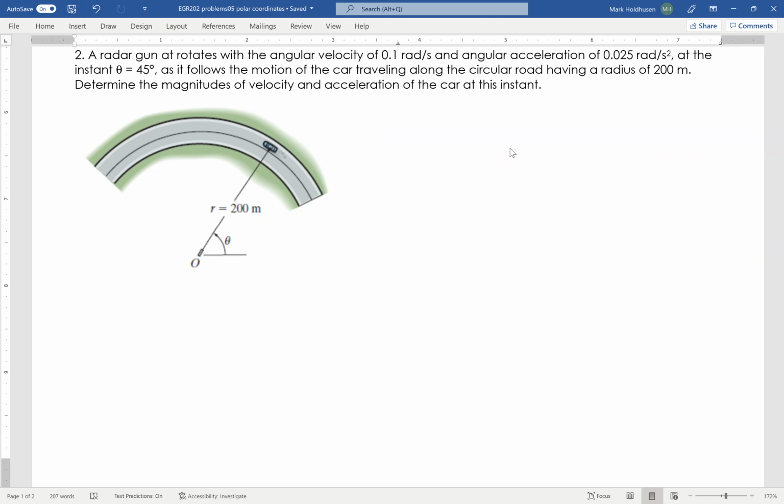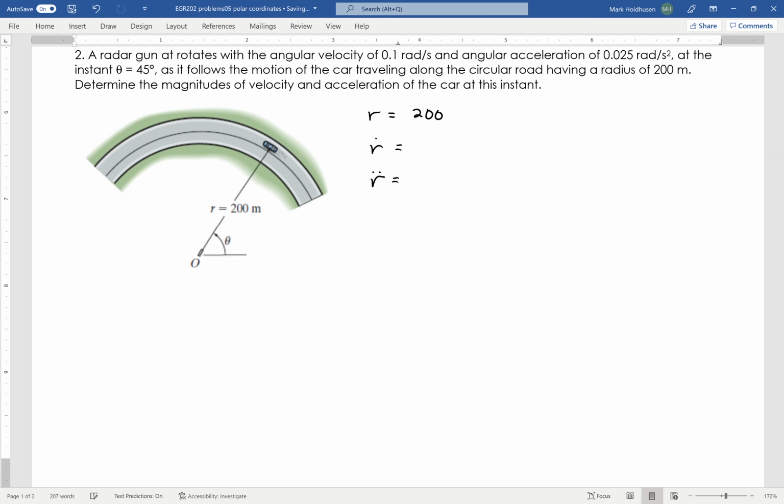So instantly I see r and theta, I think polar coordinates, right? Which is really what the radar gun is determining. So when I have those polar coordinates, I'm going to go ahead and figure out r dot and r double dot. So r, again, is the distance away. It's the radius of that curve from where my radar gun is. So that's going to be 200.